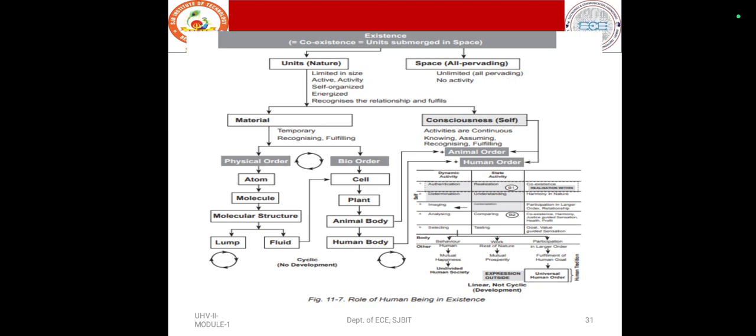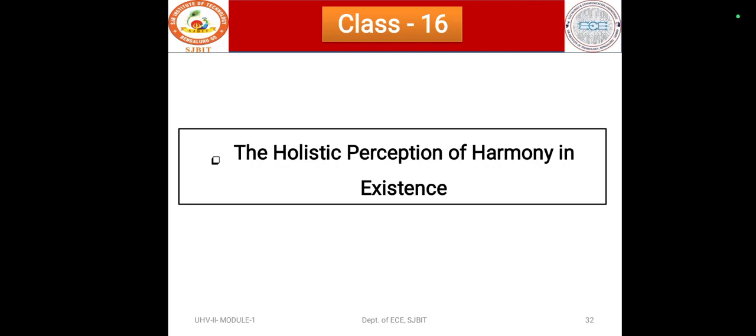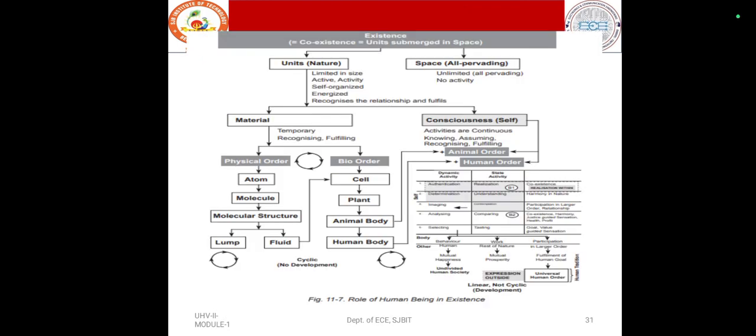Coming to the human order, it's also coexistence of self and body. We know that there are many units in human order, like body may be black, brown, white, tall, short, fat, thin, so many variations. Self is similar. In that sense, all human beings are of the same type. Human body has a definite recognition and fulfillment. So generally the belief is that existence is material in nature. So the world of consciousness is not in the view at all.